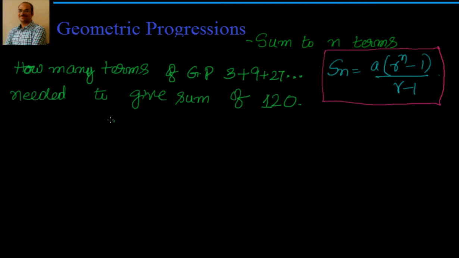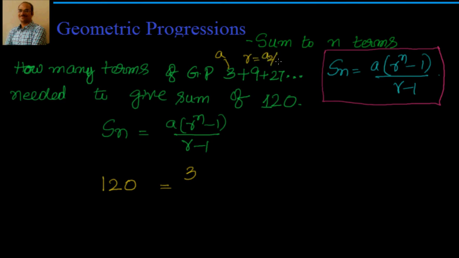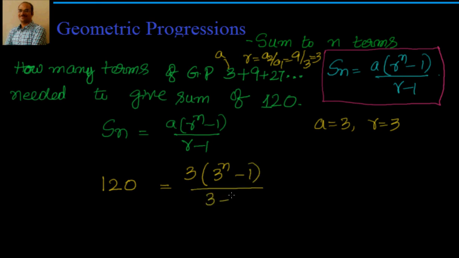So let us do that. I will go ahead and say Sn equal to a into r to the power of n minus 1 by r minus 1. Now Sn is nothing but equal to 120, because the sum should be 120. We know a equal to 3, the first number is a, and r is equal to a2 by a1, that's equal to 9 by 3 equal to 3. So a equal to 3, r equal to 3, because 3 3s are 9, 9 3s are 27. So then I can say 3 to the power of n minus 1 by 3 minus 1.